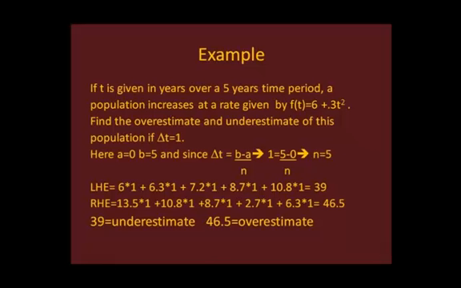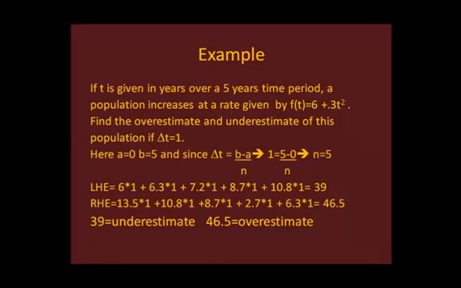And since delta t equals B minus A over N, we can solve for N, and we know that we're dealing with 5 rectangles. So how do we find a left-hand estimate and a right-hand estimate? Well, again, to do these, we're doing a rate times a time. The time we know is 1. That's delta t, which gives us the time periods we're looking at every year. To find our rate that we're multiplying by, we need to take each of our endpoints starting on the left and plug them into the formula.